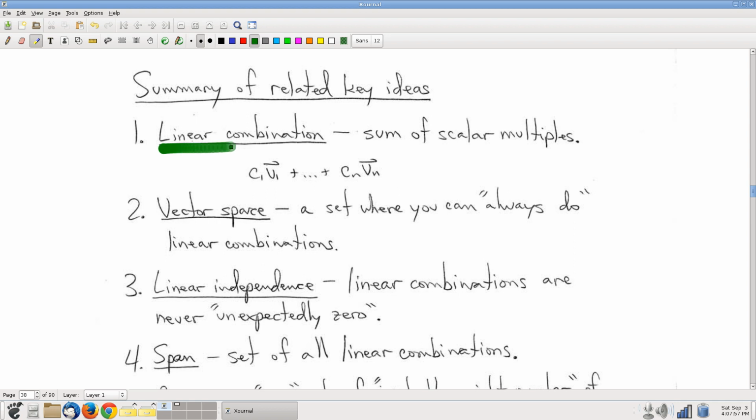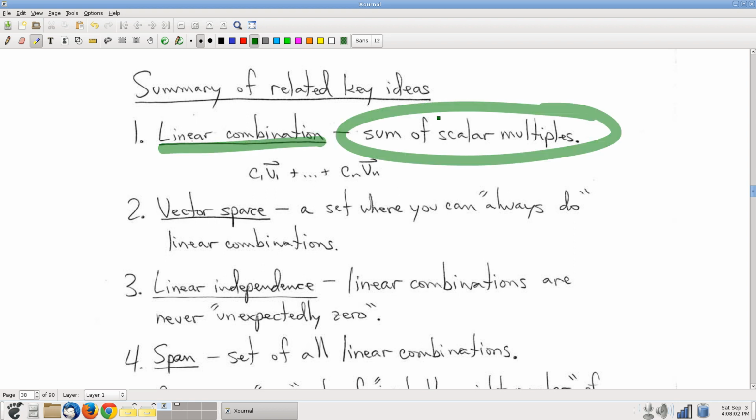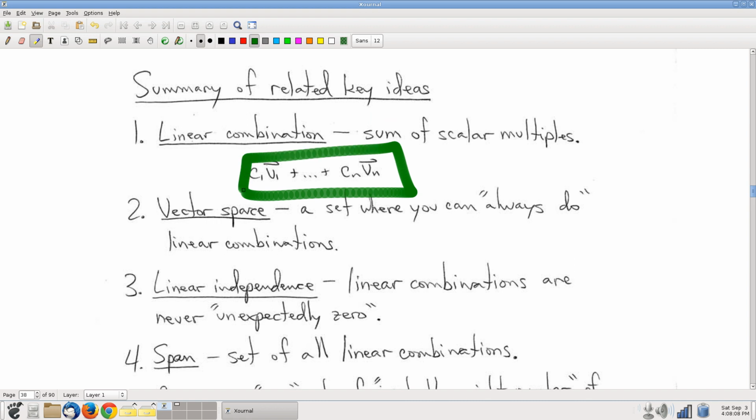The most fundamental of these ideas is that of the linear combination. It's a very simple idea. It's just a sum of scalar multiples of the objects that you've been given. So this expression right here, the basic idea.